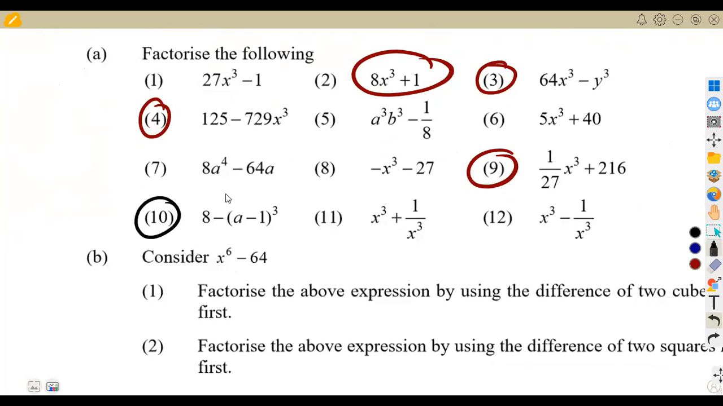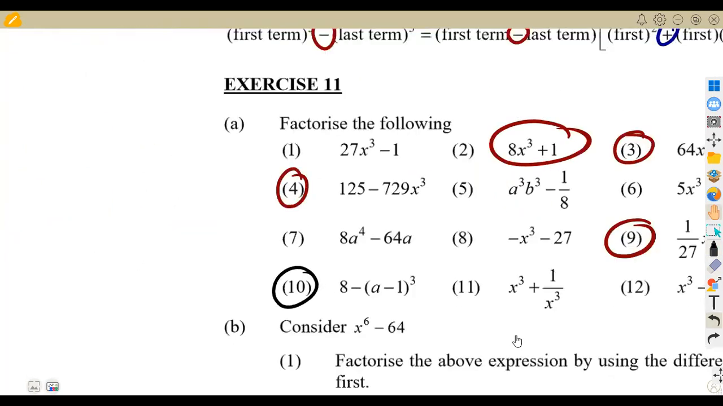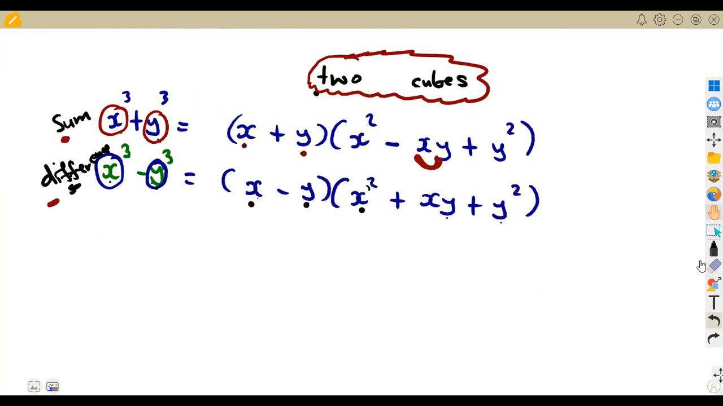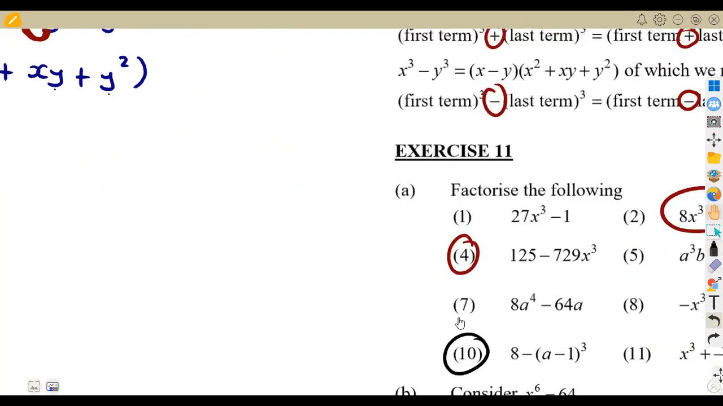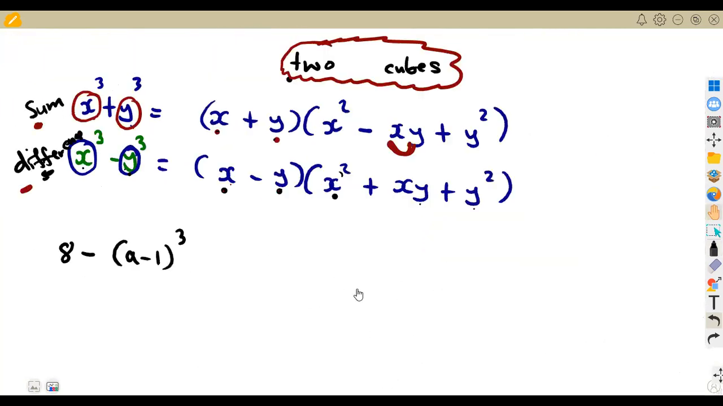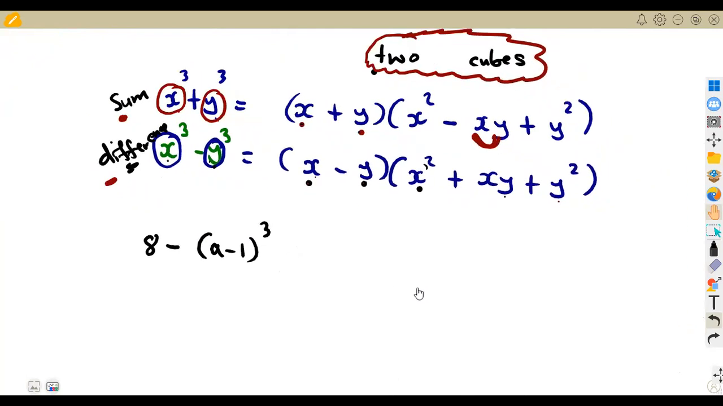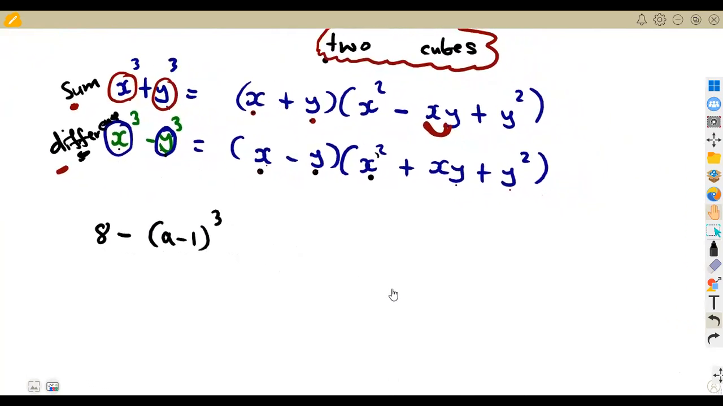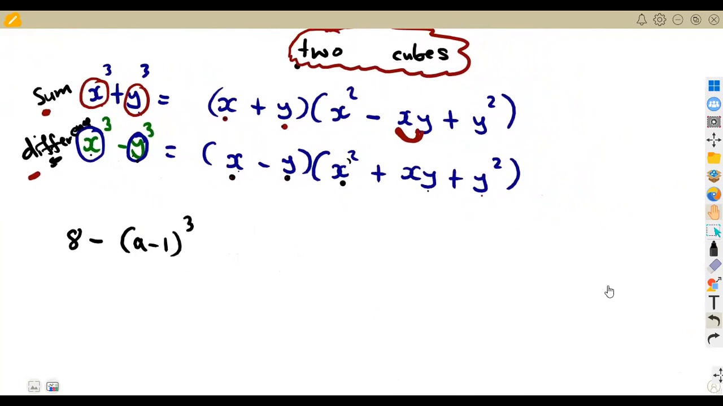Number 10, let's see, it says something important on number 10 there. 8 minus (a minus 1) cubed. Not squared, but (a minus 1) cubed. This is to the exponent of 3. This is what you have there. So whether there is a bracket or not, this does not affect it. The idea is the same.